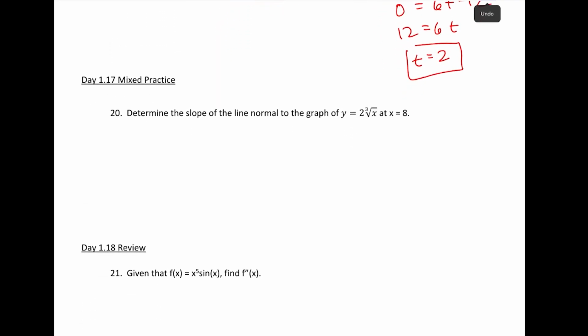Number 20 says determine the slope of the line normal. All right, normal line. Usually we find tangent lines, but here we're finding a normal line. So the normal line is perpendicular to the tangent line. Just a little vocabulary you don't want to forget about. So we want to first find the slope of the tangent line, and then we can use that slope to find the slope of the normal line. And since they're perpendicular, we'll negate and reciprocate whatever we get for the slope of the tangent line.